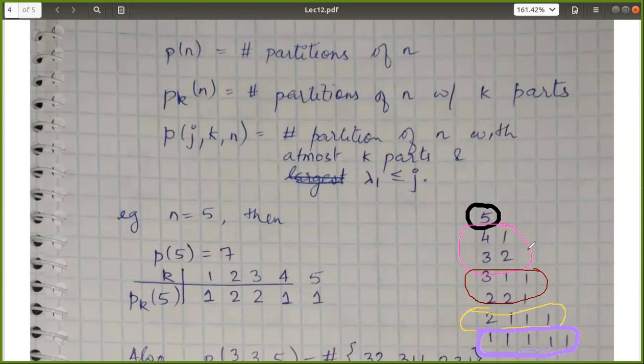and therefore the number of such partitions is 1. Similarly, if I ask you the number of partitions of n with at most 3 parts, with first part being at most 3.